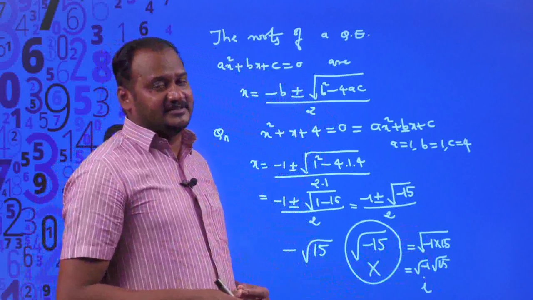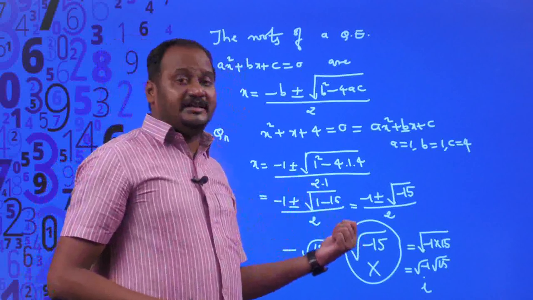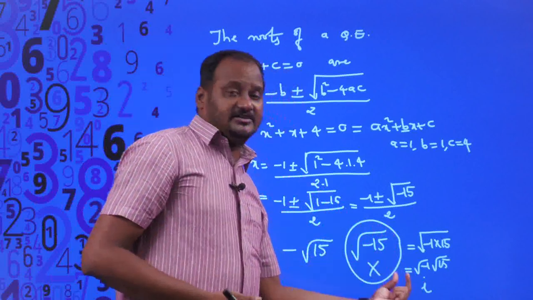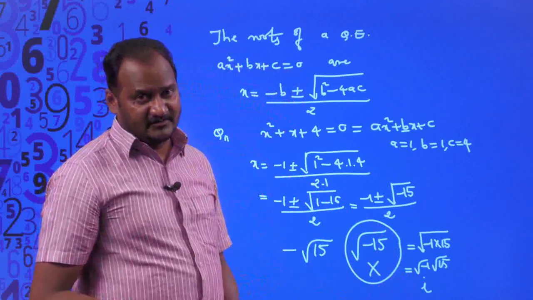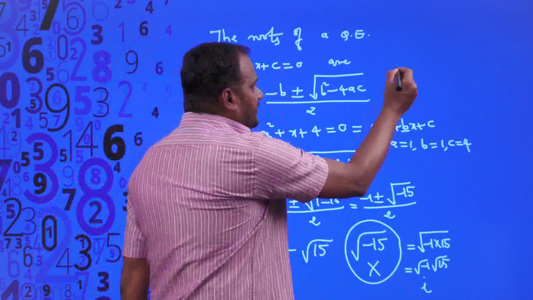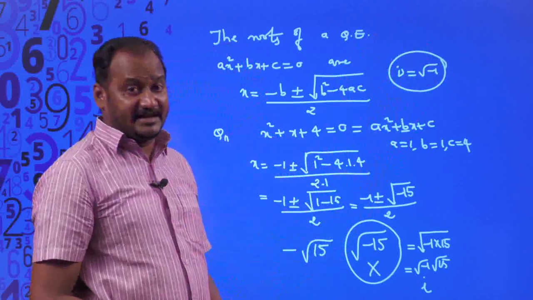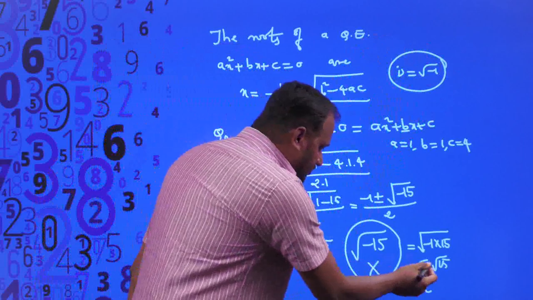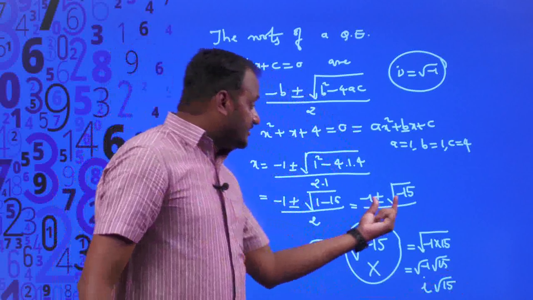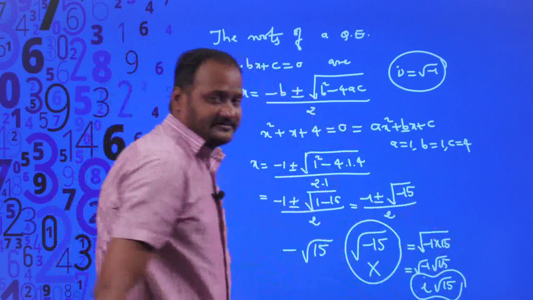Why is it called an imaginary number? Because it is not available in the real world. So it is available only in the imaginary world. That's why it is called i. So the fixed value of i is equal to the square root of negative 1. That is the fixed number. You can remember that. It will not be changed. Wherever you go, the value of i is equal to root over negative 1. That i is called the imaginary number, right? So root over negative 1 is equal to i, and root 15 is root 15 only. So finally, what is the value of root over negative 15? Root over negative 15 is equal to i into root over 15, right?